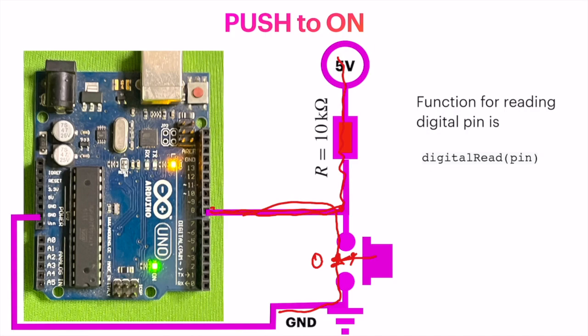If we don't have this resistance, which is called the pull-up resistance, then what happens? When you connect this, it will be immediately short-circuited. 5 volts will be directly connected to the ground, and there is a possibility of you ruining your entire board.